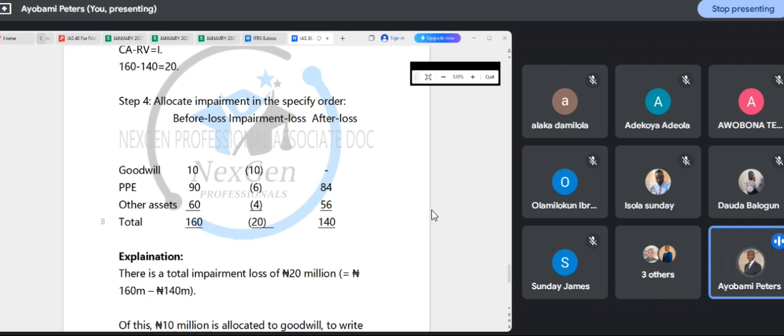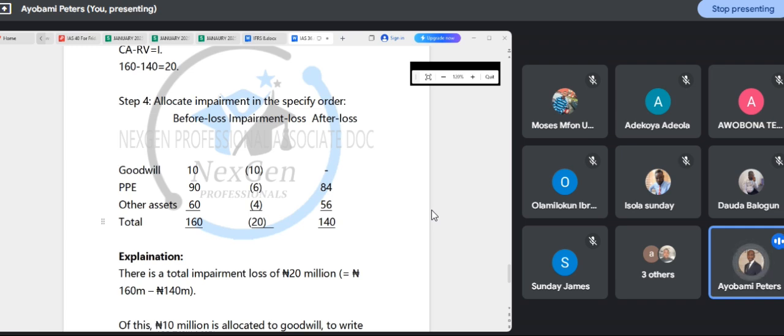So that is all about IAS 36 impairment loss. That is everything that you need to know. It's very simple and straightforward. So the definition of an impairment loss, in summary, I'll summarize it now in one minute, and then we can ask our questions and call it a day. In summary, impairment is said to occur when the carrying amount of an asset is higher than the recoverable value of the asset.